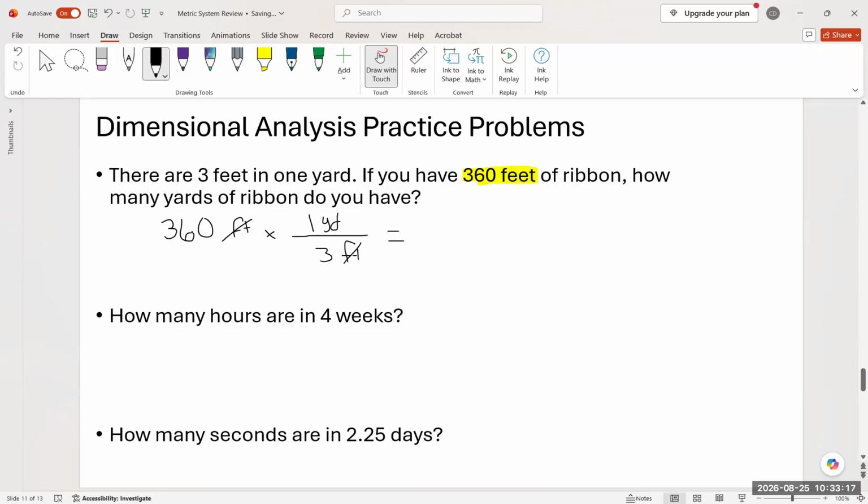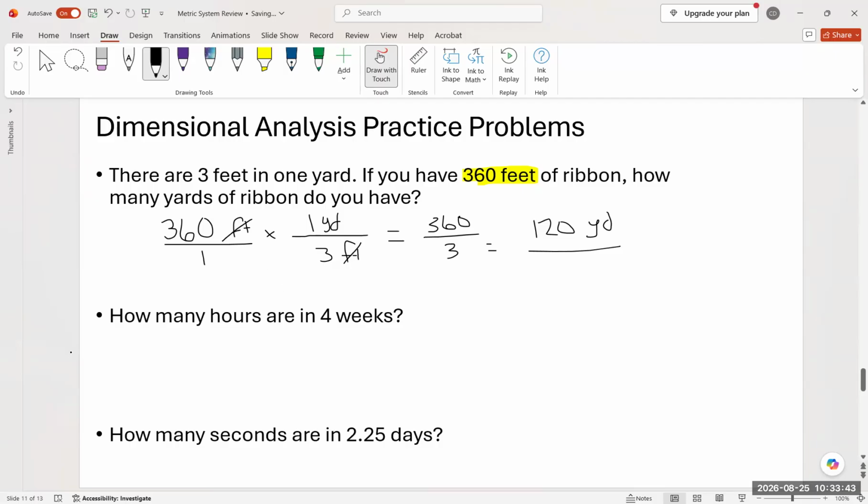So I'm going to do 360 times 1, just multiplying my numerators here. And then you multiply your denominator. So remember, we're doing 1 times 3 here. And so when you divide 360 divided by 3, we're going to have 120 yards. Make sure you always include the unit.